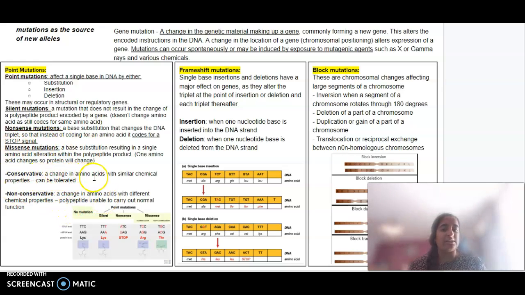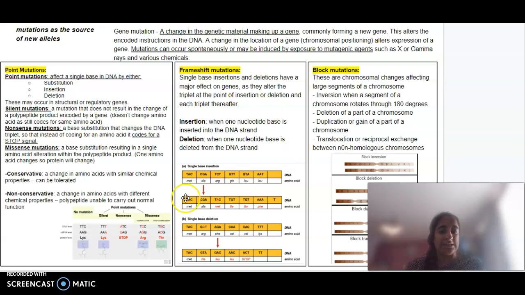So a conservative missense mutation is where the change in amino acid results in a similar amino acid, so the change can be tolerated. But a non-conservative missense mutation is where the amino acid that it changes to is very different in chemical properties, so that protein might not be able to carry out its normal function. A frameshift mutation is basically where an insertion or a deletion occurs of a nucleotide or a sequence of nucleotides that might affect the reading frame of our sequence.